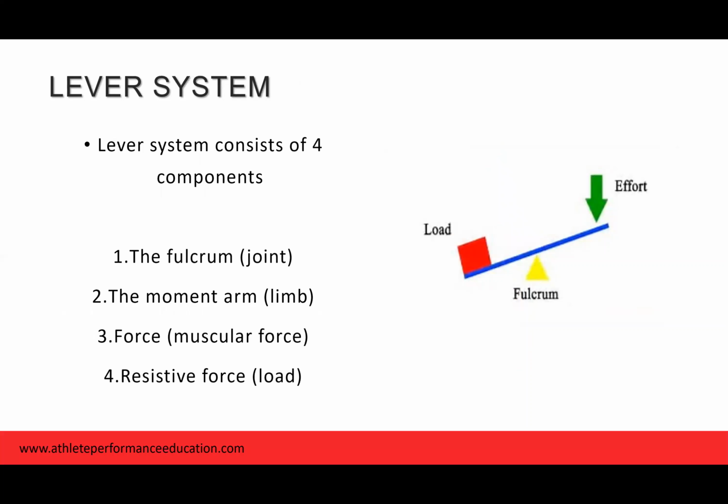Breaking down the levers, there are 4 key components. And I'm going to put this in sort of a human anatomy phase so we can understand what it's relating to. So the fulcrum is the joint. You can see the yellow part of the image there, and that's where the movement will act upon. The moment arm, which is our limbs, which is in this case the blue part of the seesaw. Force or muscular force, which is generated through our muscles, which in this case is the green arrow pushing down. That will be our muscle working on the moment arm. And then the fourth one is the resistive force. So that's the external load placed upon the lever system.